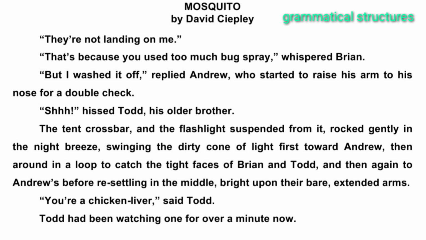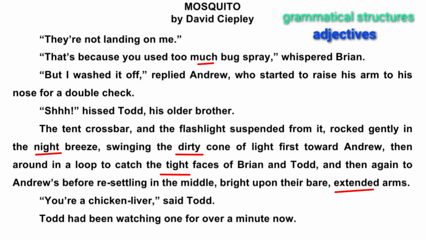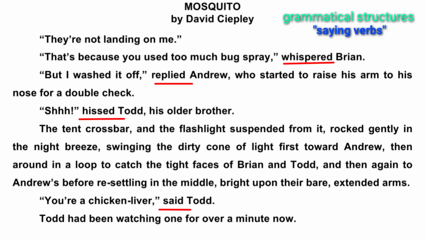For grammatical structures, it used adverbs of time. Notice these time expressions. This story used past tense verbs to indicate the past actions or conditions. It also used adjectives to give vivid descriptions of people, things, and events in the story. It contained dialogues or saying verbs to indicate what the characters are feeling, thinking, or saying.